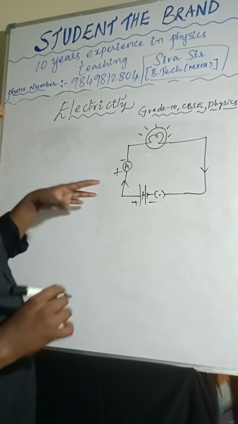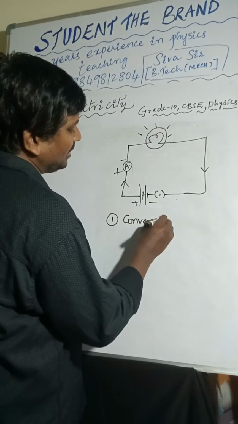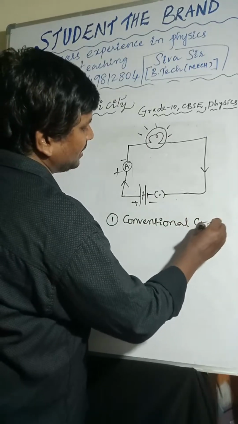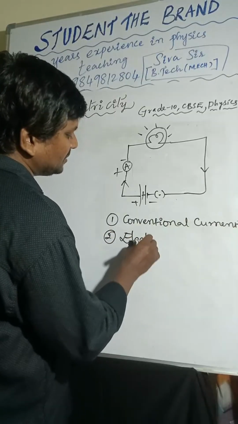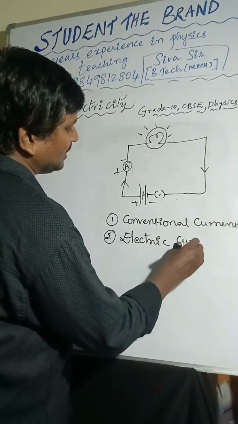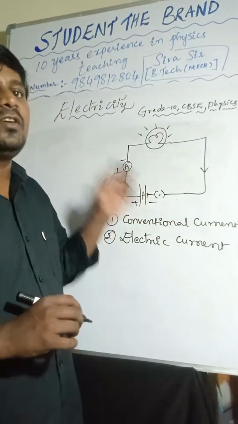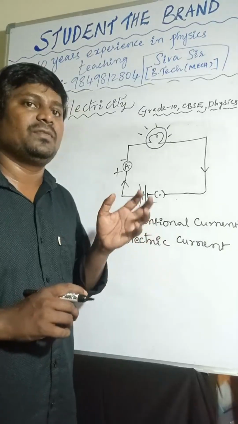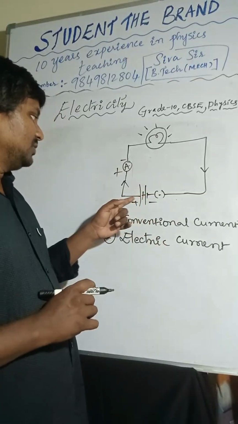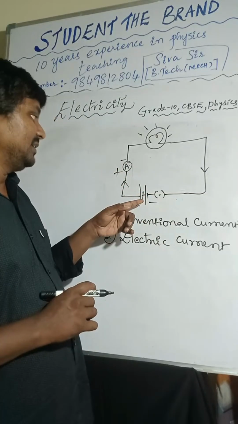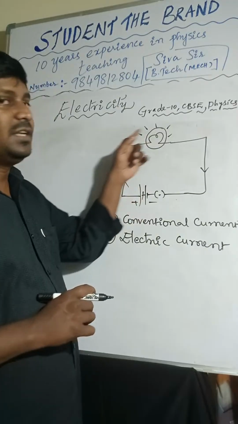Generally, the first one is conventional current and the second is electric current. So what is the meaning of conventional current and electric current? Conventional current is this: before the electron, proton and neutron were discovered, scientists stated that the flow of current is the flow of positive charges. So the direction of the current is taken from positive terminal to negative terminal.